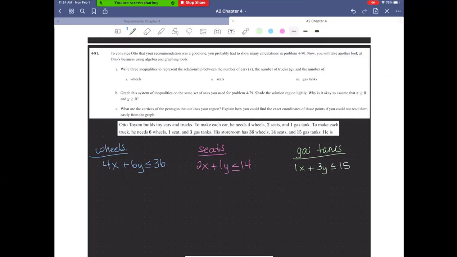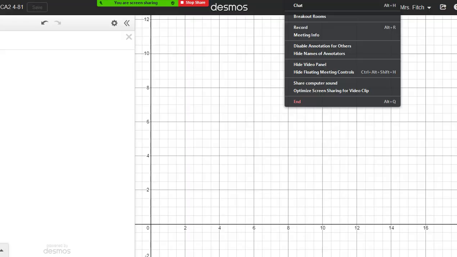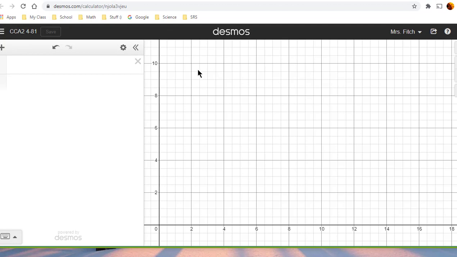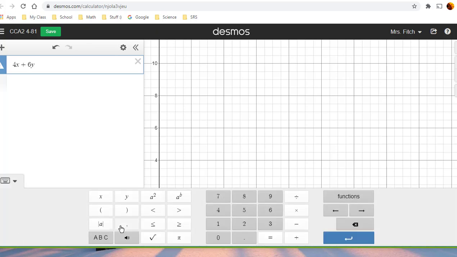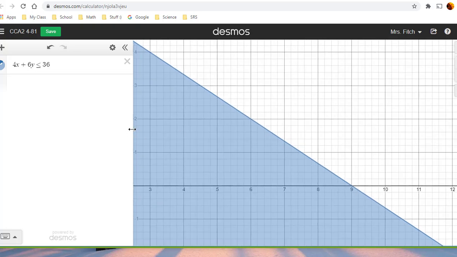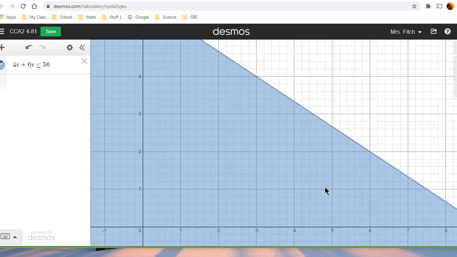Oh, let me slide this guy. Woo. Man, that's close enough. All right. So our first equation was what? 4x plus 6y. And if we do our little keyboard, we can find our less than or equal to symbol. 36. Right? Slide this. I'm going to make him a little bigger. Can I make this guy smaller? Ooh, look at this. We're moving now, right?